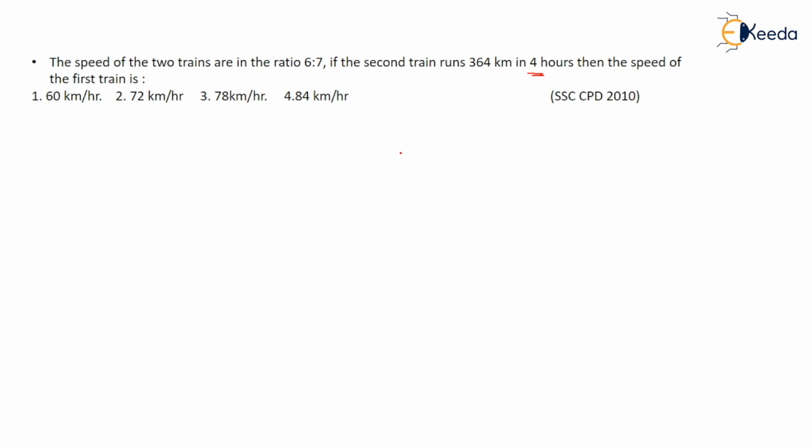So, how much distance is the second train covering? 364 kilometers. In what time? 4 hours. So you will get the speed, which comes out to be 91 kilometers per hour, right? But here it is given that the ratio is 6 to 7. What that means is, out of the total, if you divide this by 7, you will get the rate of 1 unit, right?